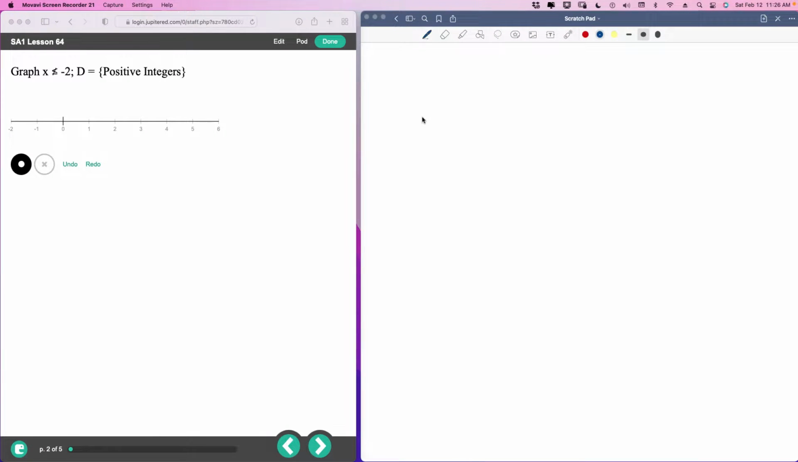Okay, Miss Sarah. Let's go over this one more time. Lesson 64. So you have two parts to this problem. The first part is the problem itself, the inequality. X is not less than or equal to -2. So we figure that part out first.